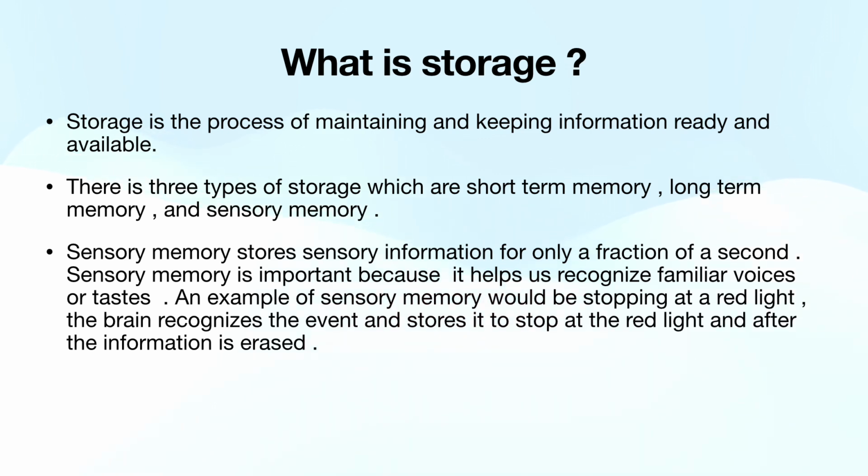An example of sensory memory would be stopping at a red light, because the brain recognizes the event and stores it to help stop at the red light. After that, the information is erased.